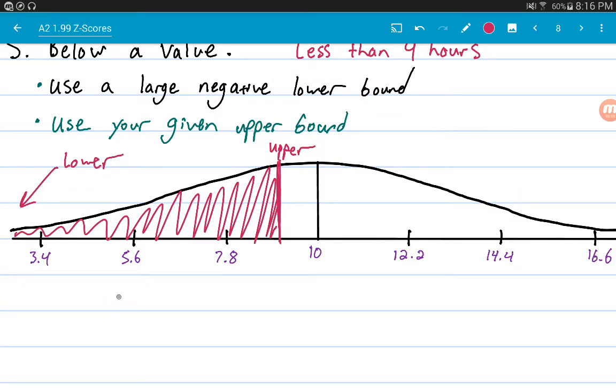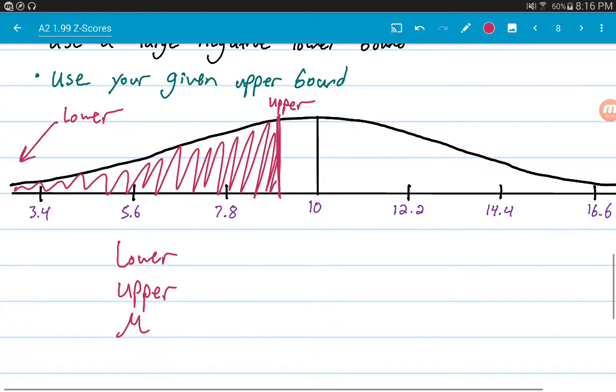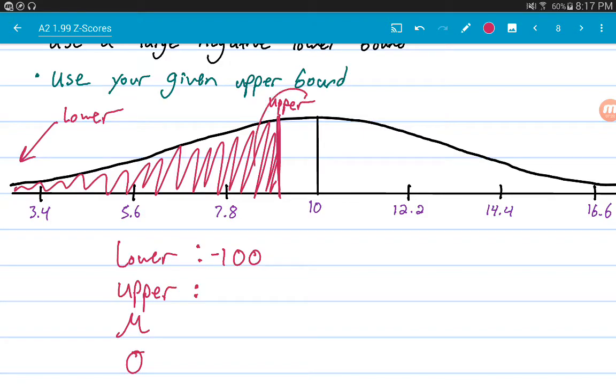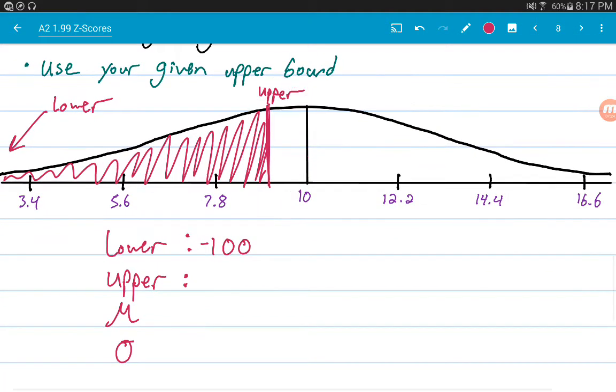So here's what we do. I've got my lower, I've got my upper, I've got mu, and I've got sigma. My lower is going to be anything, right? It could be 0, or it could be -10, or it could be -100. It doesn't matter, as long as it's far to the left. Now my upper, I know, right? My upper is going to be 9. My mu and my sigma, I know. Mu is 10, sigma is 2.2.